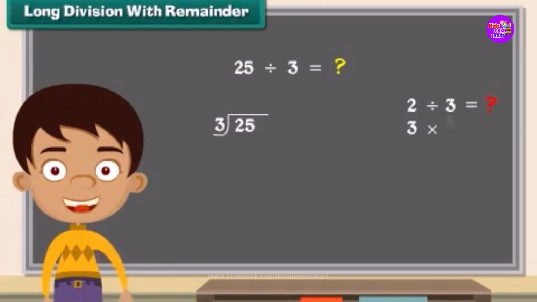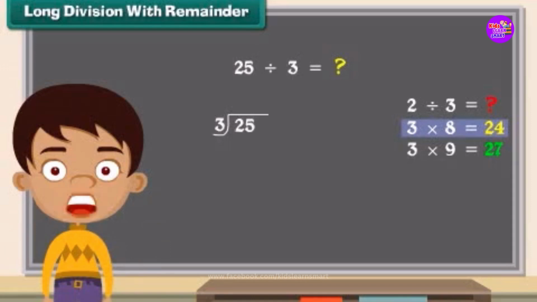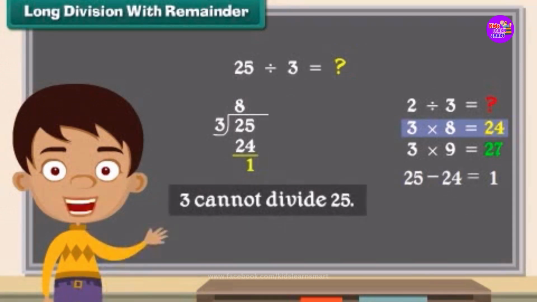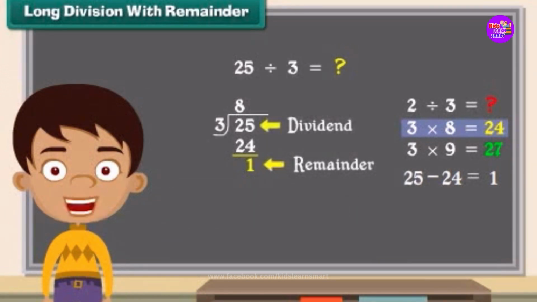We know 3 multiplied by 8 is 24. And 3 multiplied by 9 is 27. 27 is more than 25. So we will take 3 multiplied by 8, which is 24. So put 8 right above 25, and put the answer below 25. Now subtract. 25 minus 24 is 1. We can see 3 cannot divide 25 completely as we get a remainder of 1. Here 25 is the dividend, 3 is the divisor, 8 is the quotient, and the remainder is 1.